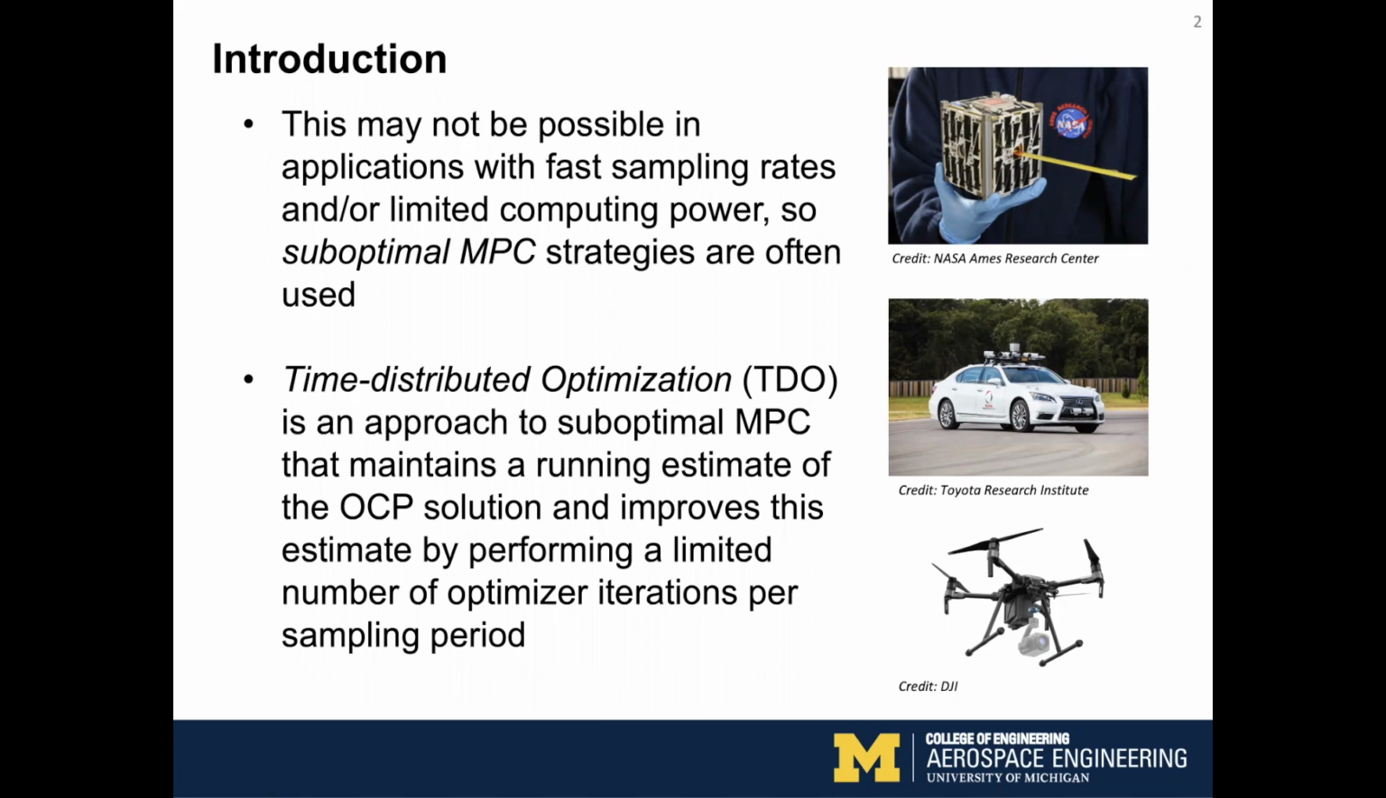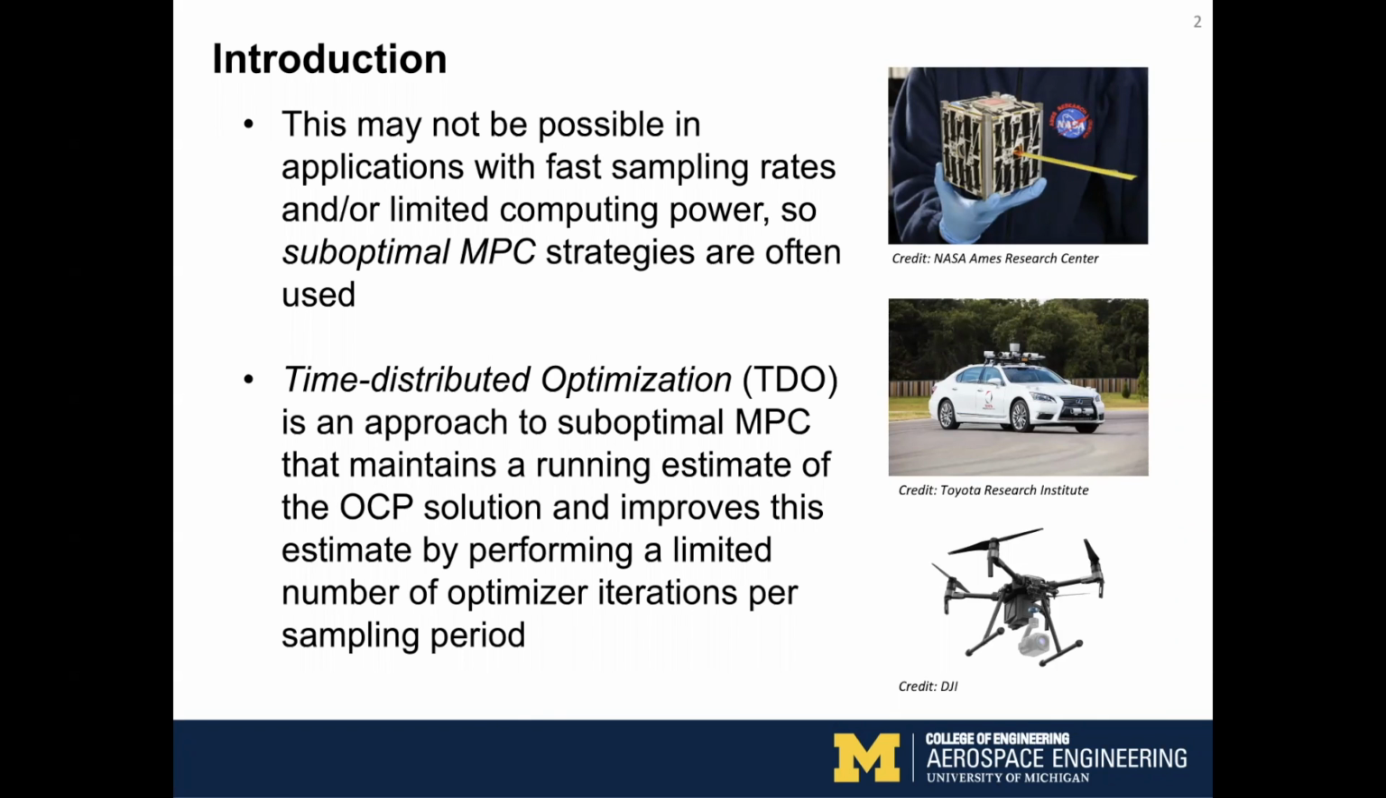However, we often want to apply model predictive control to systems that have fast sampling rates and limited computing power. In this scenario, it's hard to compute the solution to an optimal control problem in real time. This gives rise to a strategy called suboptimal MPC, which approximates the solution to a model predictive control problem and applies this approximated solution to the closed-loop system.